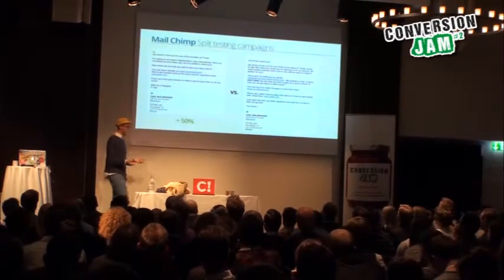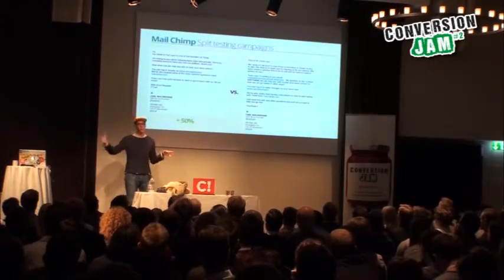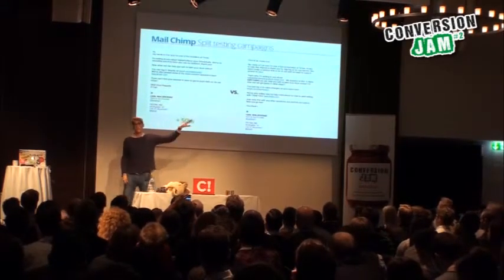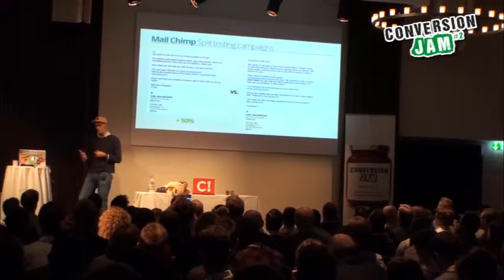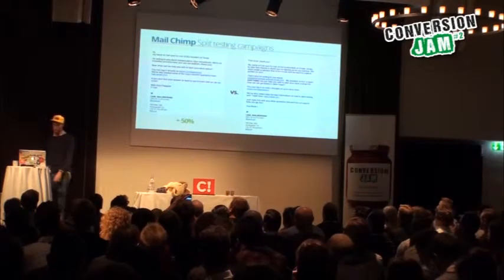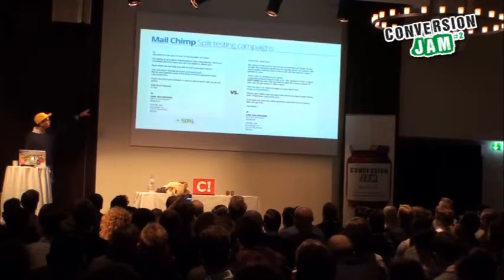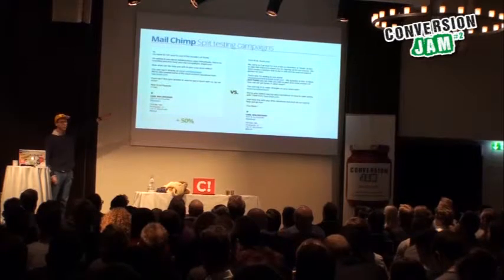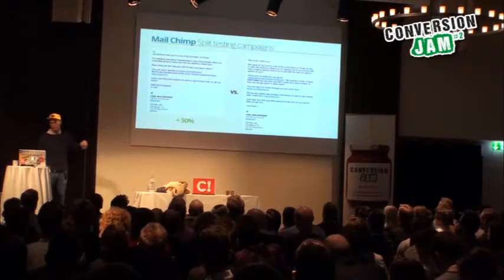The way we did this A/B test is that we would take 12% of the entire user group and send each variation to 6% each, and then 24 hours later we would send the rest of the batch to the rest of the users. So the left email in this case was 50% more effective, whereas the right email still had a higher open rate.